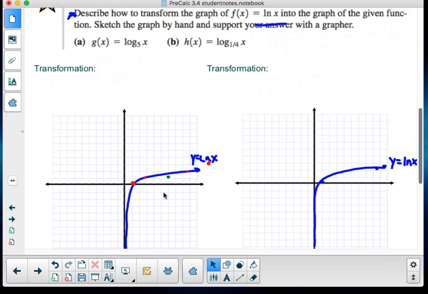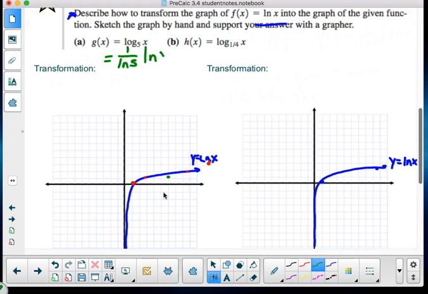Fantastic. Now, keeping in mind, I have the natural log of x graphed. They're asking us to represent g of x equal log base 5 of x as a transformational graph of the natural log of x. So when we do this, we do the change of base function. This rewrite should be in natural log, so I should have 1 over the natural log of 5 times the natural log of x.